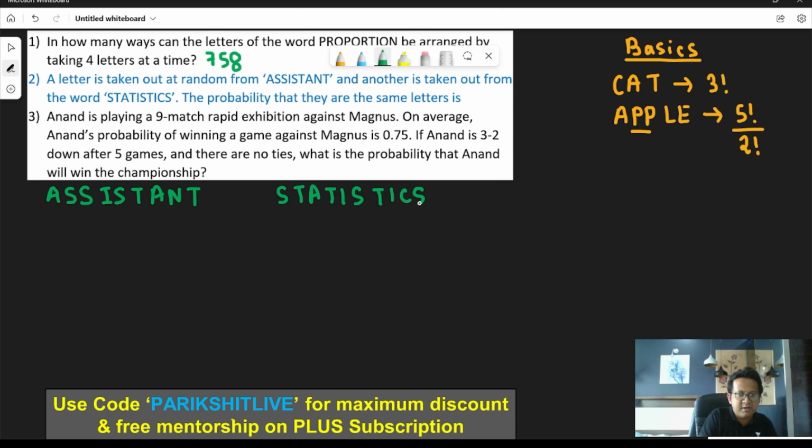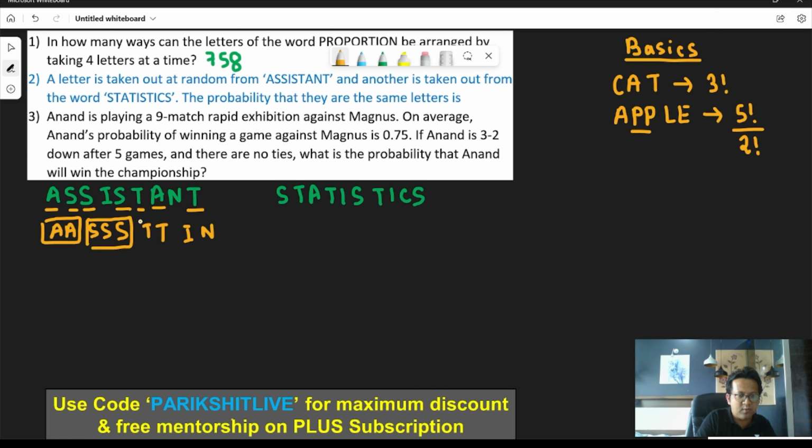Statistics. Now first, remember they are asking for the probability that they are the same letters. So what are the different letters in the word assistant? You have got 2 A's, 3 S's, and 2 T's, and then you have got an I and an N. So these are the 5 different letters.